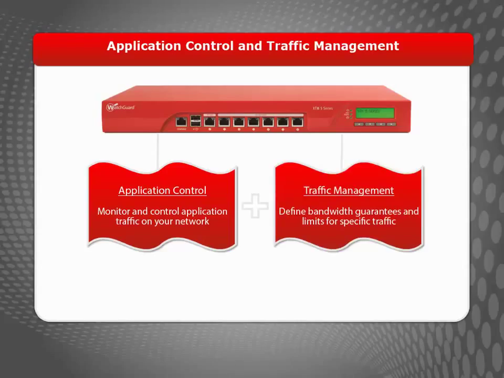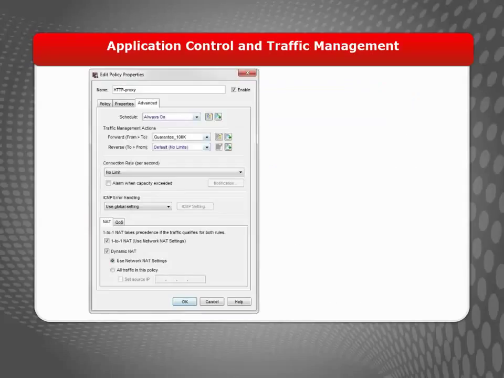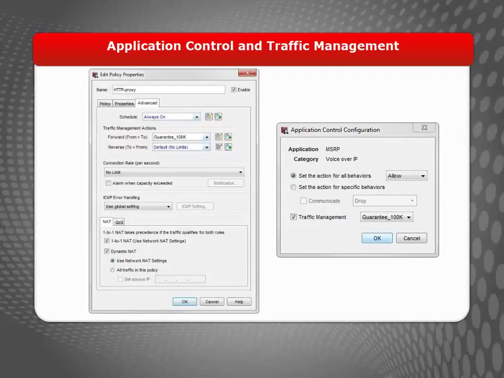With Traffic Management, you can set the maximum bandwidth available for different types of network traffic, and you can guarantee a minimum amount of bandwidth for specific traffic flows. When you use these features together, your Firebox or XTM device can enforce acceptable use policies for your users, in addition to controlling your network's bandwidth and traffic flow. In a policy, you can specify separate traffic management actions for traffic in each direction. In Application Control, you can select a single traffic management action for application traffic in both directions.